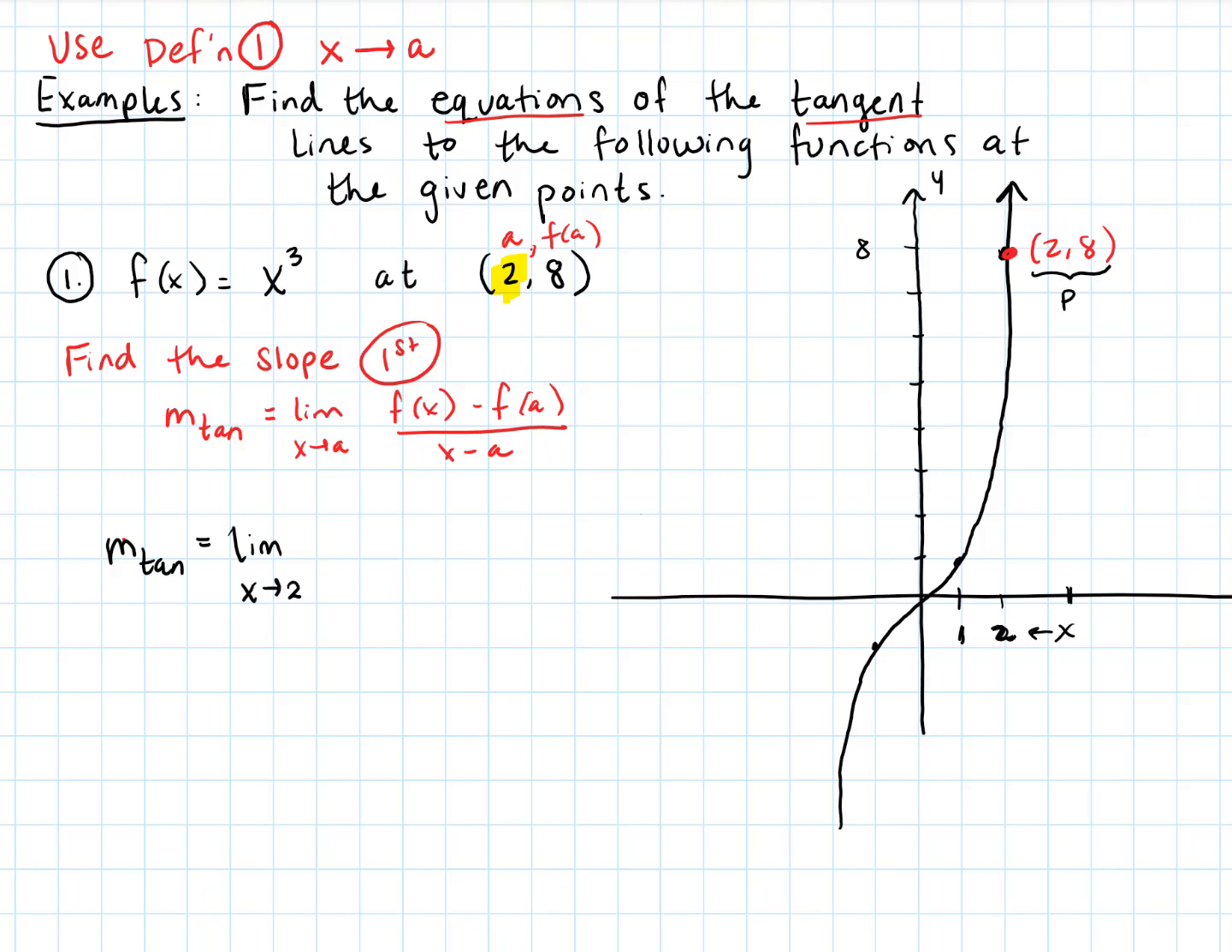So the limit as x approaches 2 of f of x, well, our f of x is x cubed, minus f of a, well, our f of a value at 2 is 2 cubed. I'm going to write 2 cubed just so we see it. 2 cubed would be 8, over x minus 2.